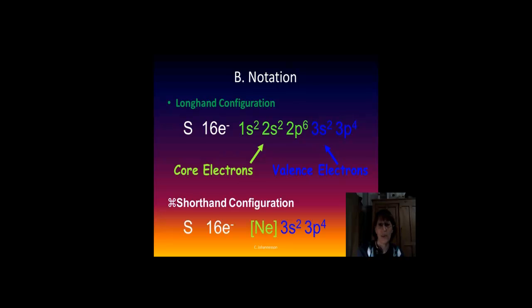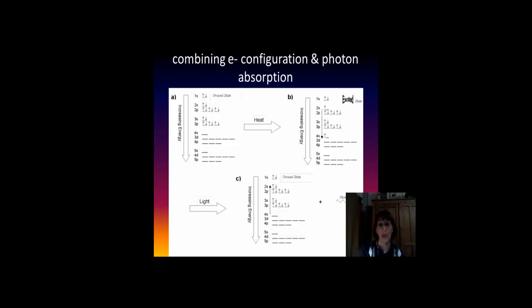We're in science. We name everything. Now, if we want to make a shorthand notation, we would go with neon, because neon's the core. It goes up to there, and everything's full up to the core, and then we add on the valence electrons. So that's just a different way of writing it. We'll probably focus on not worrying too much about the shorthand configuration of it.